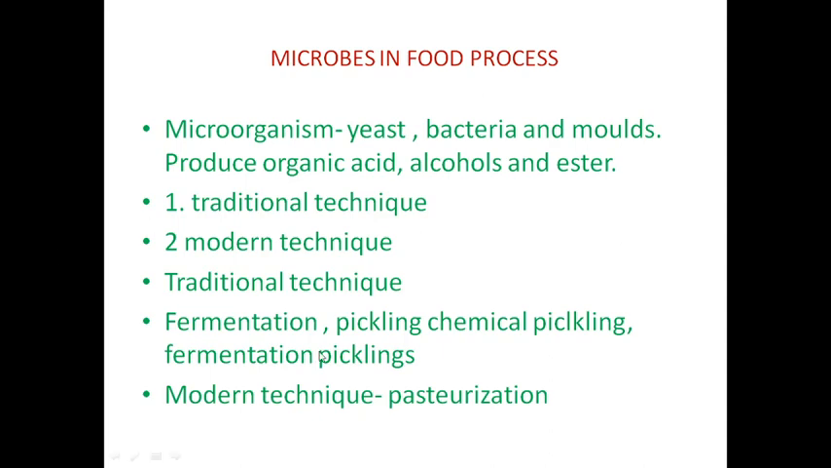The modern technique means pasteurization. There are only two points: 70 degrees Celsius and 10 degrees Celsius. We boil the liquid at 70 degrees Celsius and suddenly cool it to 10 degrees Celsius to prevent the growth of bacteria. That is called pasteurization. Normally, milk and milk products are treated by this method of pasteurization.